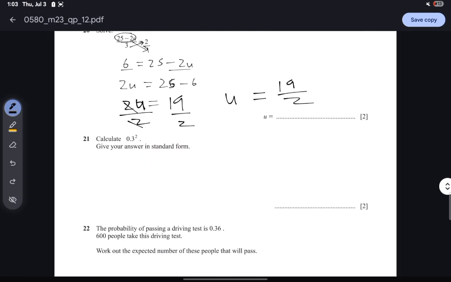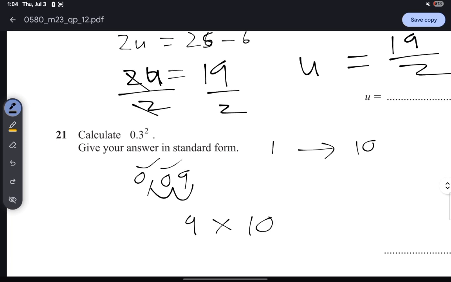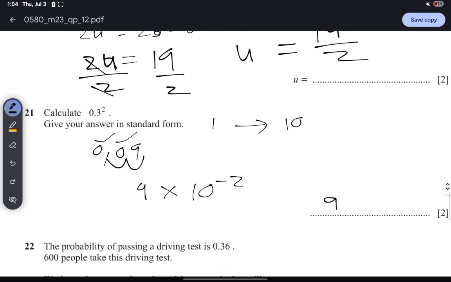Then 0.3 squared, giving our answer in standard form. First of all, we say 0.3 times 0.3. Then we get 0.09. But we know for standard form, we need a number that's between 1 and 10. So to get that number here, we're going to move our decimal point to the right 2 times to get 9, which is between 1 and 10, times 10 to the power of the number of places we moved, which is 2. Then we put our minus, because we're moving the point to the right, and that's our number in standard form.